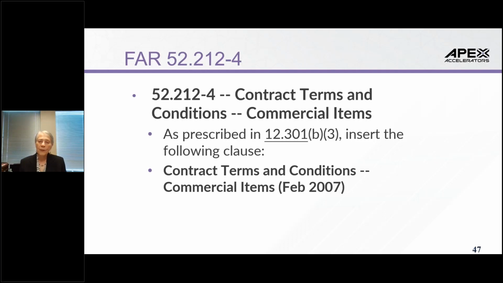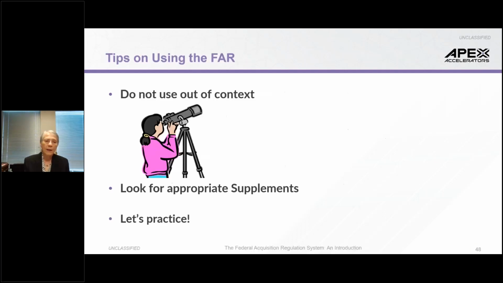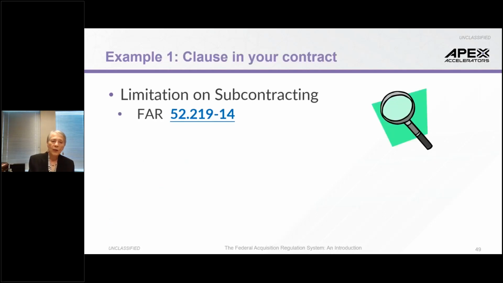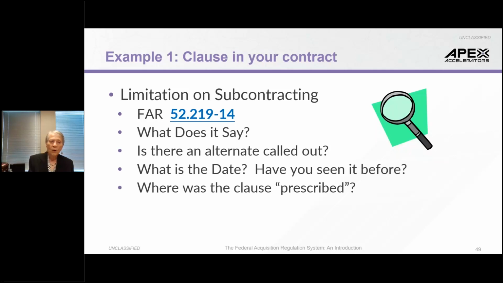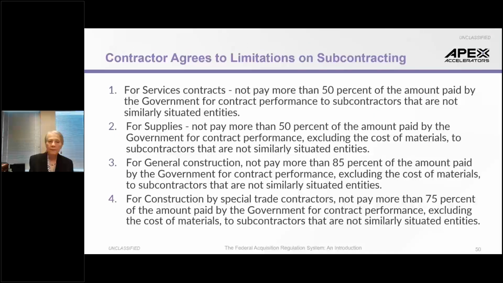So I'm going to skip through this pretty quickly because we're running out of time and I want to get to the rest of it. Be careful not to use the FAR out of context if you use the search feature, but we're going to look at using the search feature. So I'm going to look at FAR 52.219-14. What does it say? Is there an alternate called out? Have you seen it before? Where is the clause prescribed? And what can you tell about the policy?